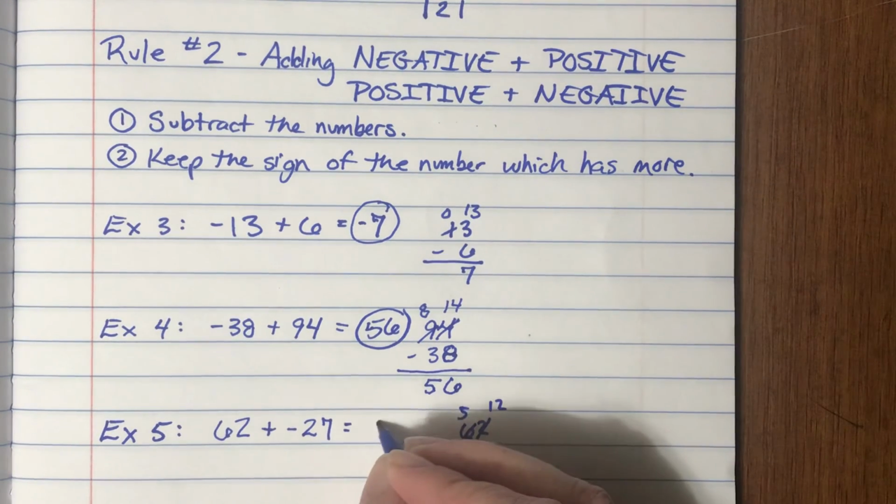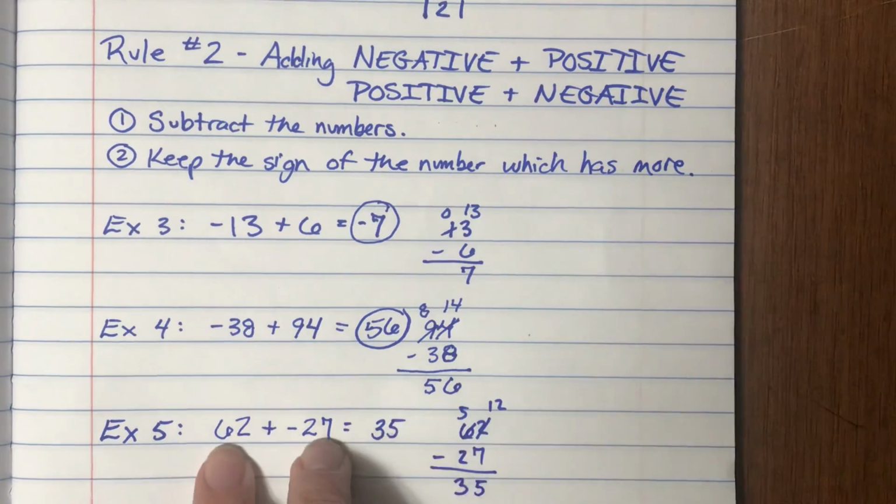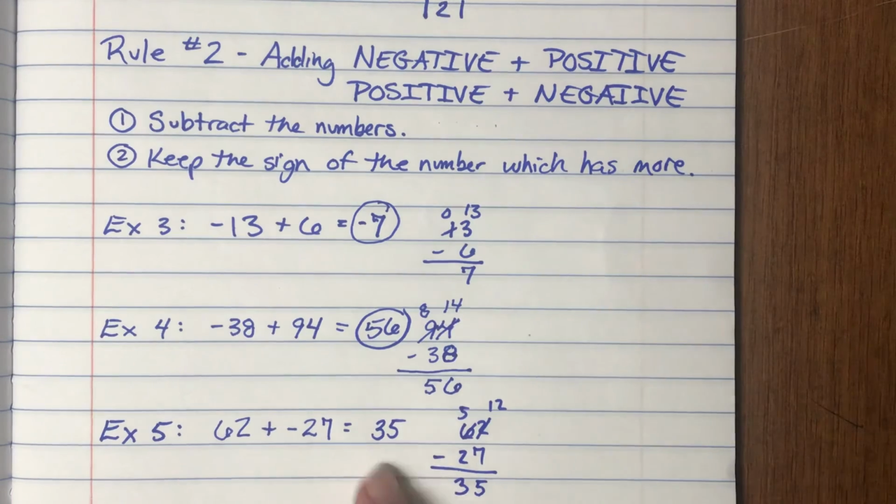Is it going to be positive or negative? I'm going to write down my 35. You look back and you ask yourself which one had more? More positives than negatives. So my answer is going to be positive 35.